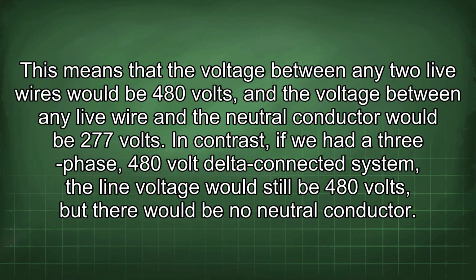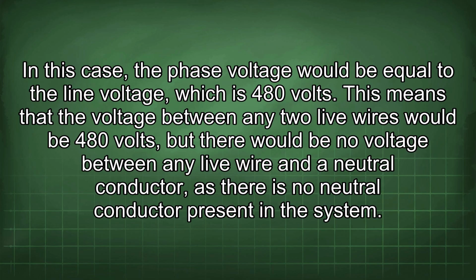This means that the voltage between any two live wires would be 480 volts, and the voltage between any live wire and the neutral conductor would be 277 volts. In contrast, if we had a three-phase 480-volt delta-connected system, the line voltage would still be 480 volts, but there would be no neutral conductor. In this case, the phase voltage would be equal to the line voltage, which is 480 volts. This means that the voltage between any two live wires would be 480 volts, but there would be no voltage between any live wire and a neutral conductor, as there is no neutral conductor present in the system.